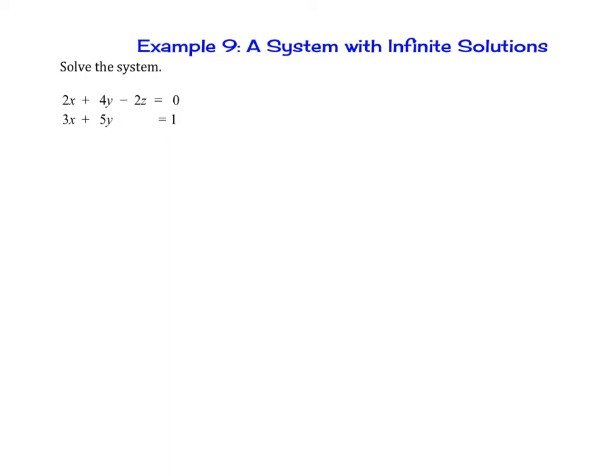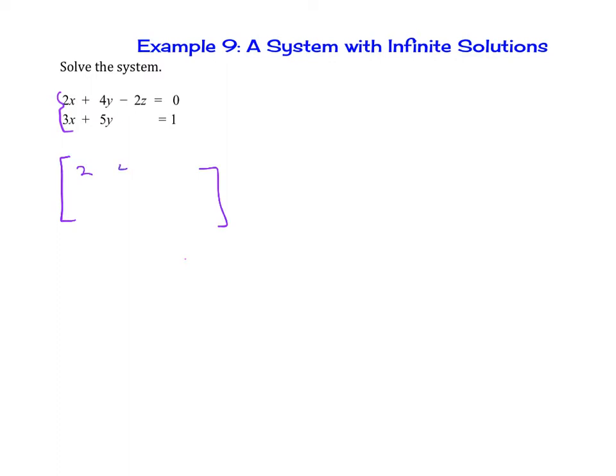So example 9, we're going to take a look at a system with infinite solutions. Now we solved this before last chapter, and noticing this system, we notice that it's a non-square system, meaning we have 3 variables but only 2 equations. And so let's set this up.